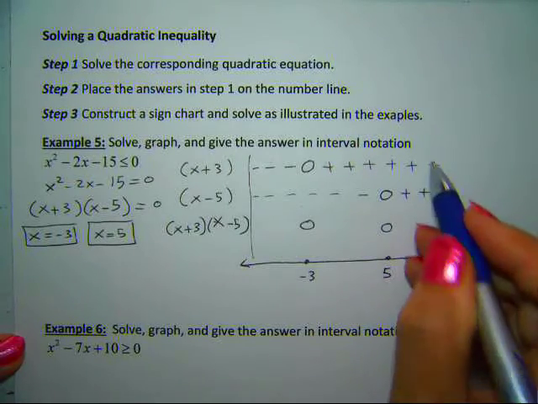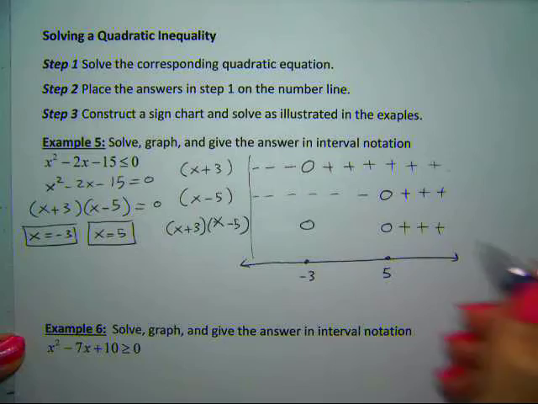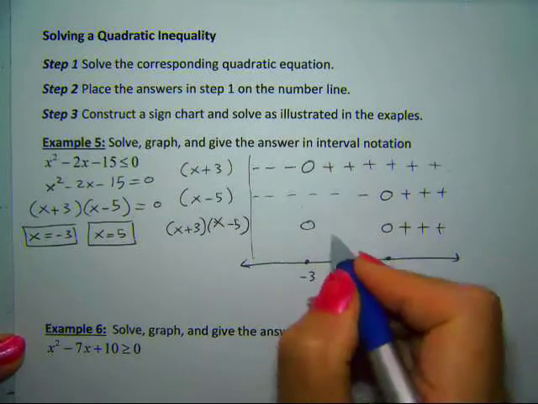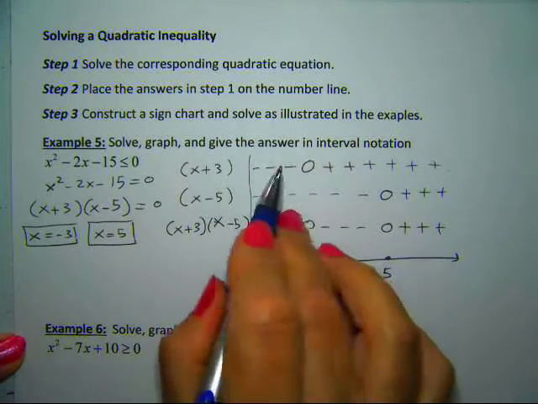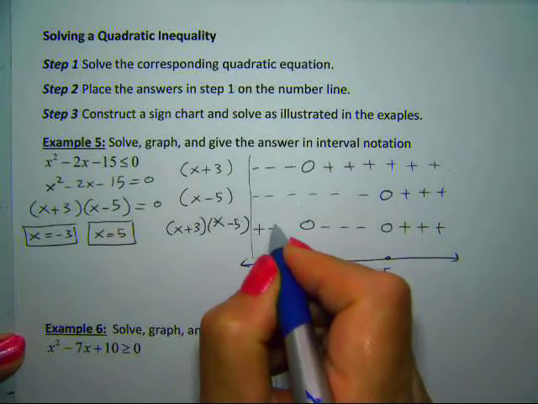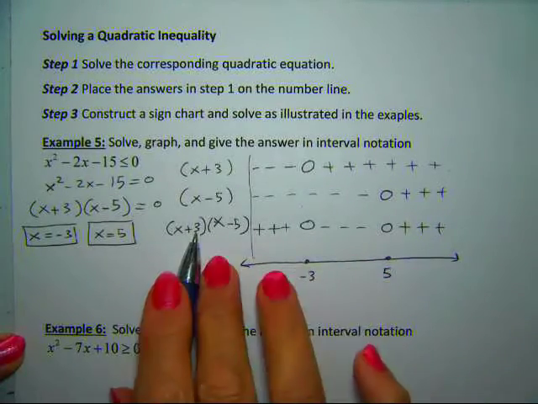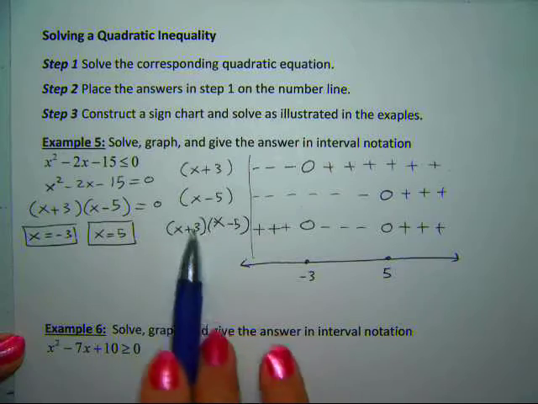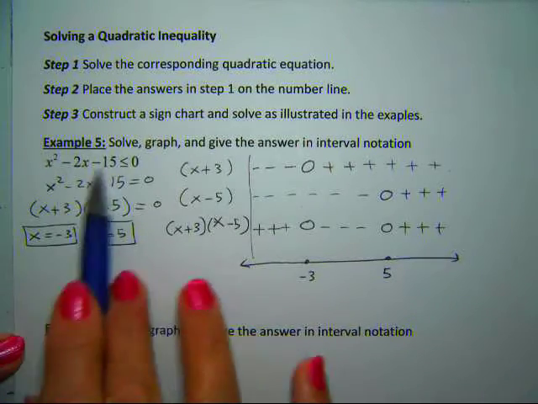Now, what is positive times positive? It's positive. What is positive times negative? It's negative. What is a negative times a negative? That's a positive. So that is the answer. These are the intervals for our quadratic.